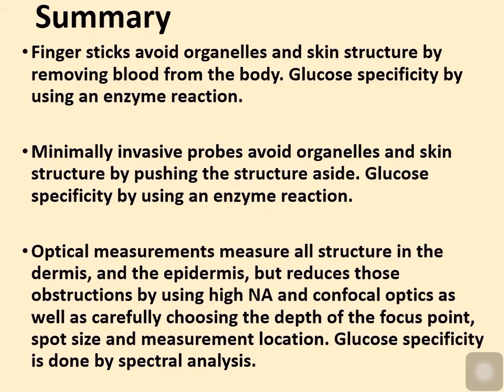So a summary: finger sticks avoid organelles and skin structure by simply removing the blood out of there. You avoid them by taking the blood out. Now you don't have to worry about those things. And glucose specificity, in other words, the ability to see just glucose and not other things, is done by using an enzyme reaction. Minimally invasive probes avoid organelles by just pushing them aside.